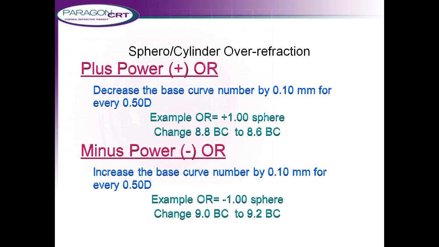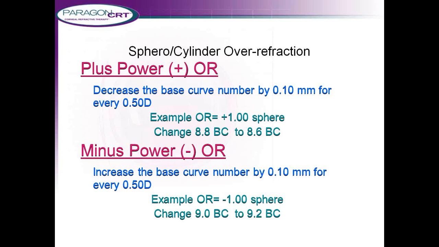The same power rules apply when altering the base curve. For every half diopter, the base curve would be adjusted by 0.10 millimeters. If your over-refraction is overly plus, you will need to steepen the base curve radius. In this example, we have an over-refraction of +1 sphere. If the patient was wearing a base curve of 8.8, you will increase or steepen the base curve to 8.6 to achieve a plano result.